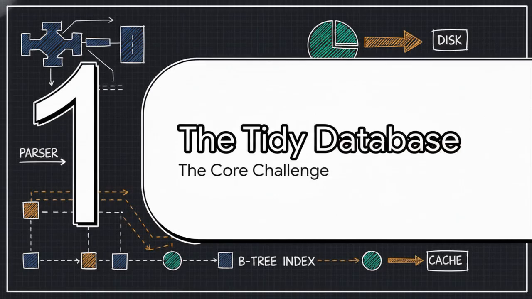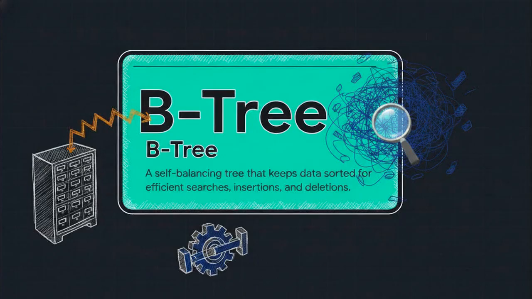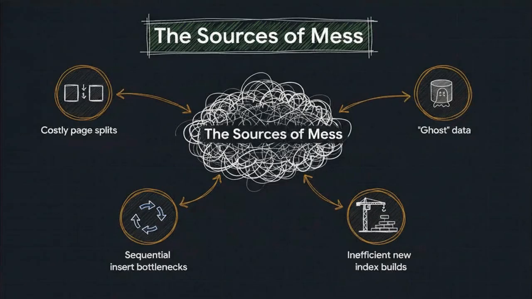So that brings us to the big problem, right? How do we keep this digital library of ours tidy? It really all comes down to managing the one data structure that powers pretty much every database index out there. And that structure is the B tree. Seriously, it's an absolutely brilliant piece of engineering. Its whole job is to keep data sorted so you can do super fast lookups. You can think of it as this magical self-organizing card catalog. But here's the catch. Even something this clever can't escape the messiness of the real world.